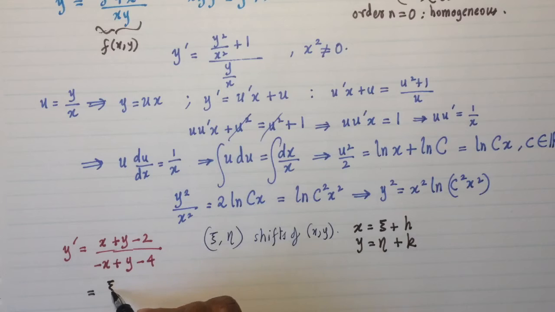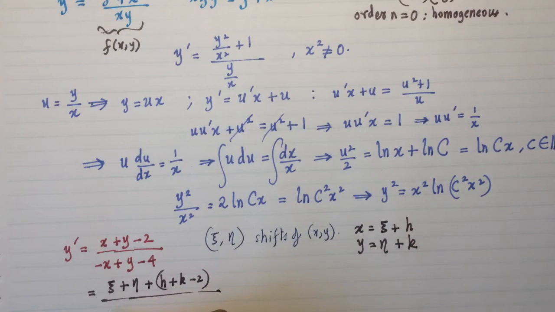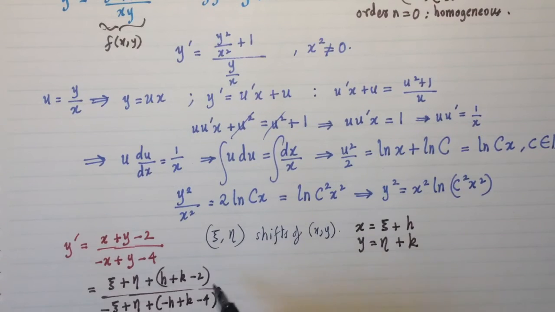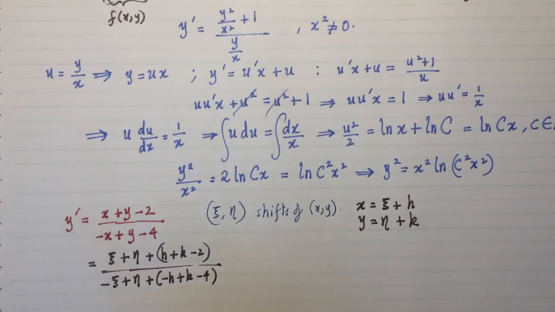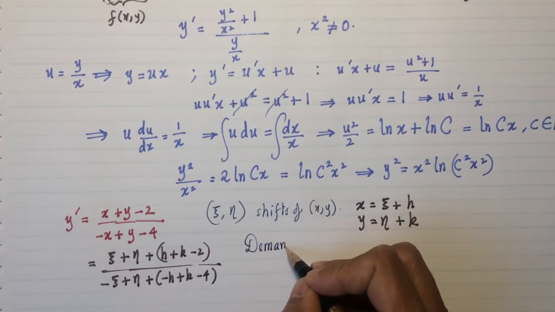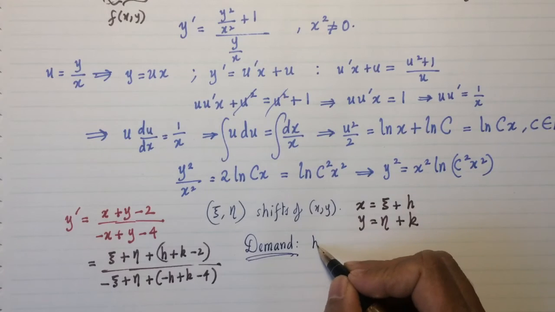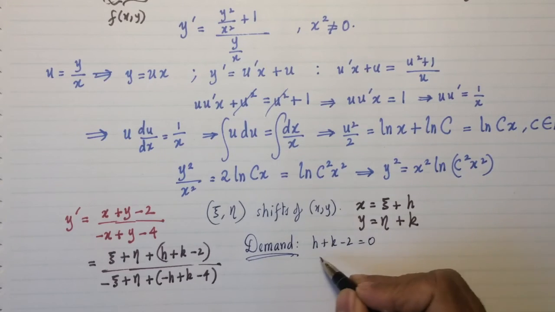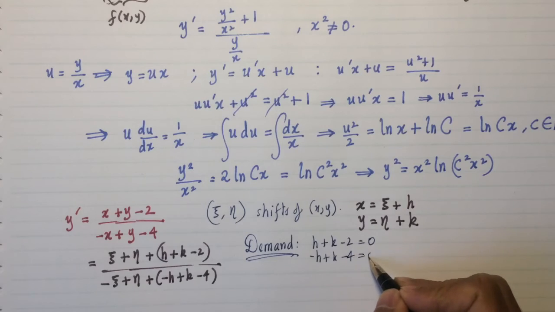You'll end up getting zeta, and there's an h there, and eta, there's a k there. So you're going to get zeta plus eta plus h plus k minus 2. And then in the denominator, you're going to get negative zeta plus eta plus negative h plus k minus 4. All right? Now, what I'm going to do with this is you're going to demand that your shifts be of such form that h plus k minus 2 equal to 0 and negative h plus k minus 4 equal to 0.